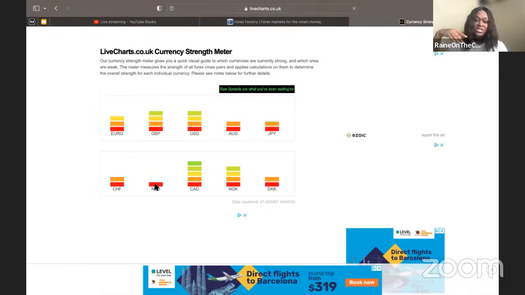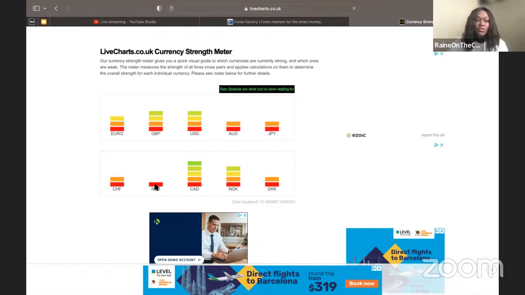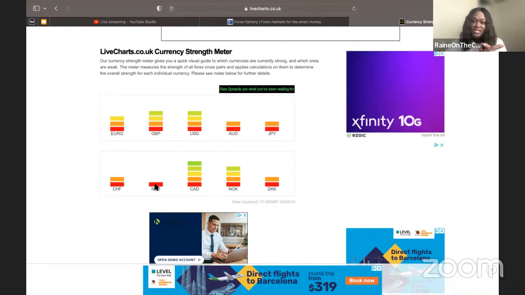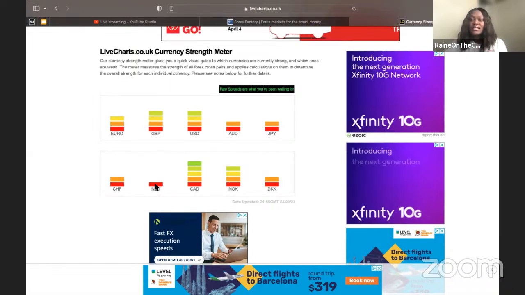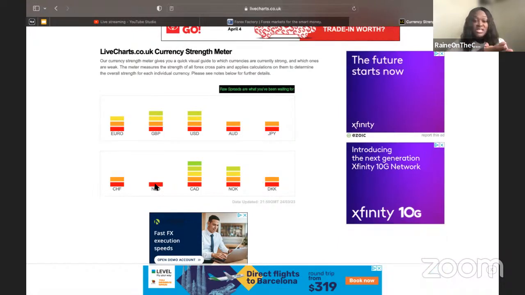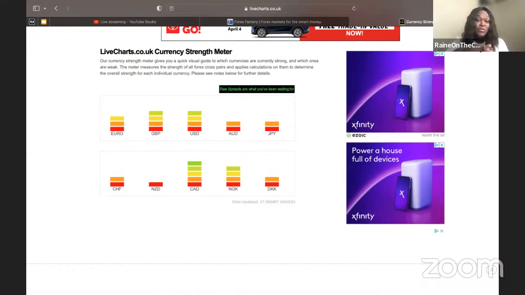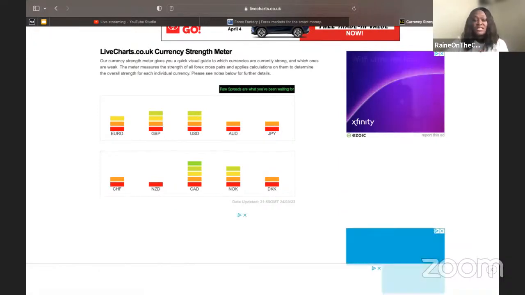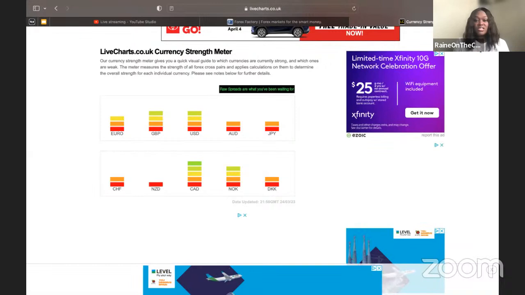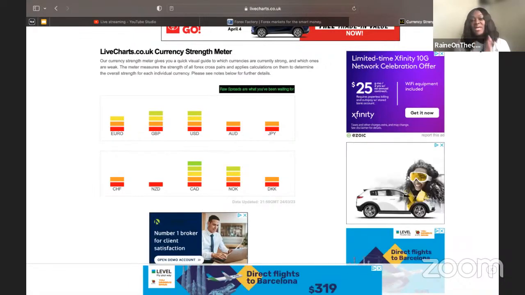So I'm always looking to pair one strong with one weak. When the strong currency is the first one, the base, I'm looking for buys. If the first currency is weak, I'm looking for sells. The first currency is the base, the second currency is the quote. So when the base is stronger than the quote, I'm buying. When the base is weaker than the quote, I'm selling.